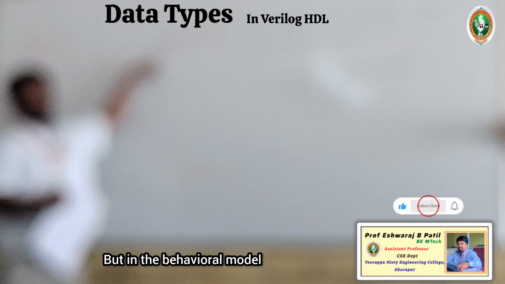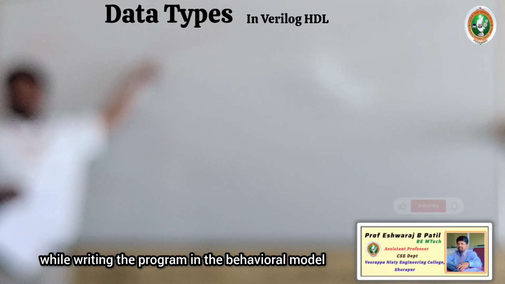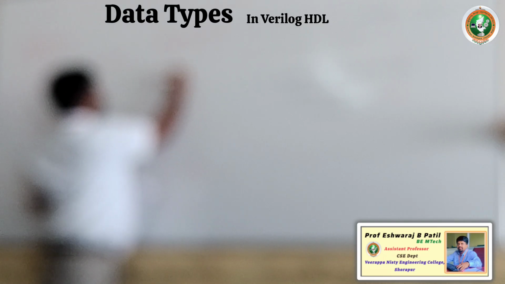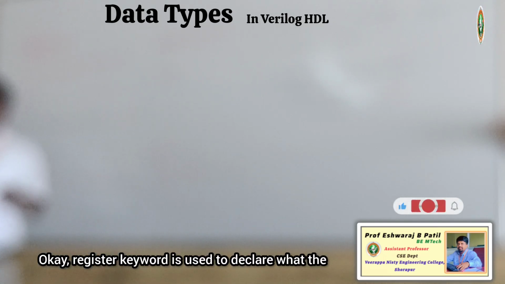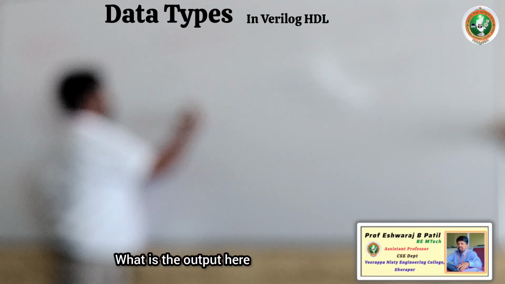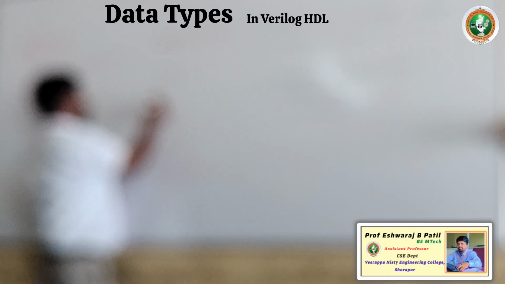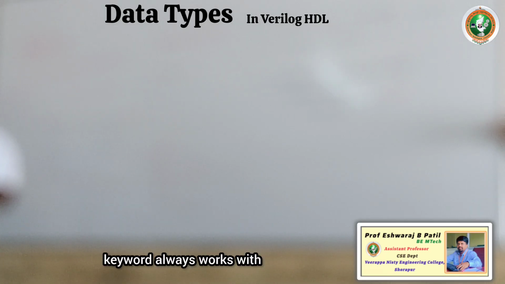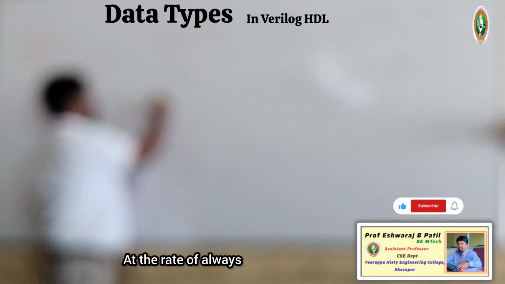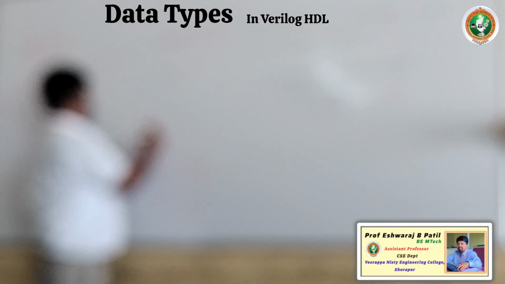But while writing the program in the behavioral model, we use the reg keyword. The reg keyword is used to declare the output. What is the output here? Y. The reg keyword always works with the always block, at the rate of always. You should remember this.